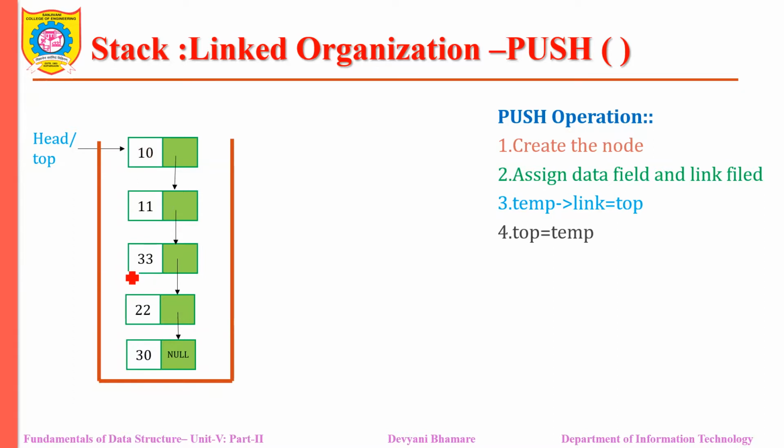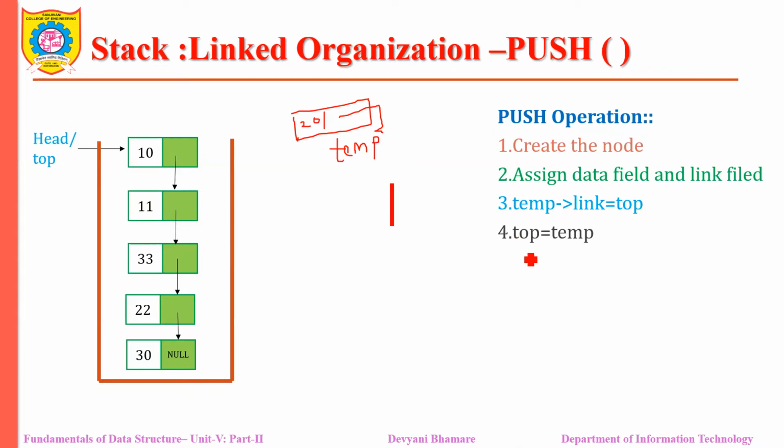Assume that again we want to insert a new node. Let that new node be temp. So what we are doing, we are creating a node. The node has been created. Let's say the data is 20. The data part will be assigned and the link part is null, and this is pointed to by temp. So we have first of all created the new node, that is temp.